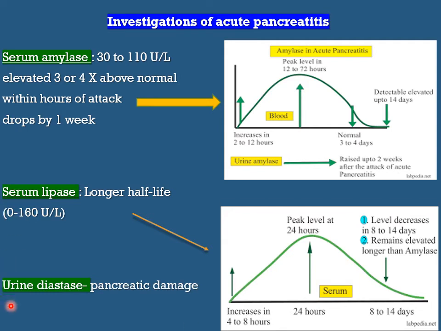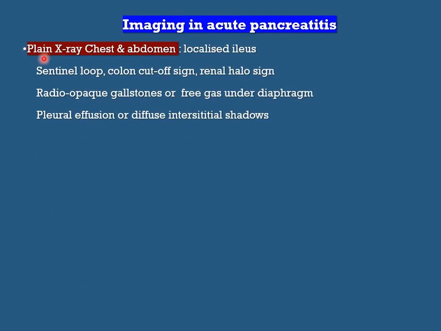The third test is urine diastase. In the urine, to detect diastase level, if it is increased, then it indicates severe or acute pancreatic damage. What about the imaging in acute pancreatitis? Plain X-ray of the abdomen and chest can be done. You can detect localized ileus, and there are some classical signs that can be seen: sentinel loop, colon cutoff sign, and renal halo sign, radio-opaque gallstones or free gas under the diaphragm, pleural effusion, or interstitial shadows.